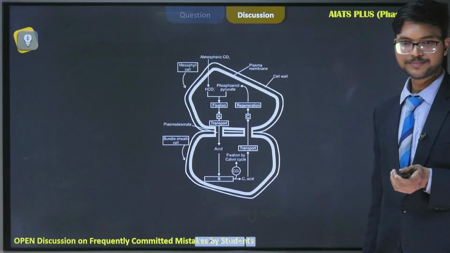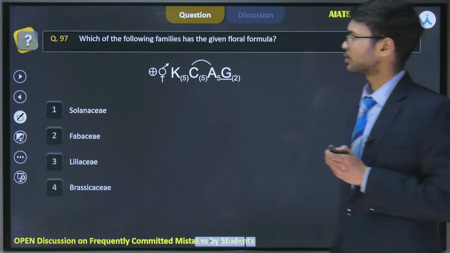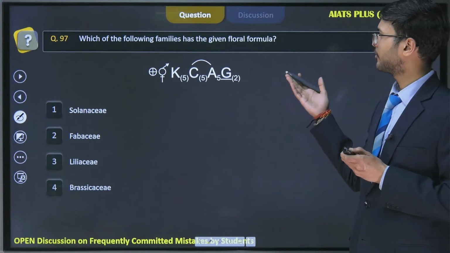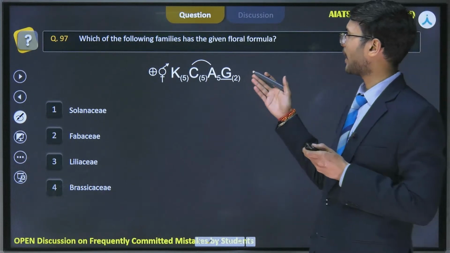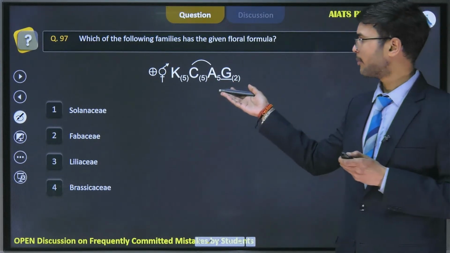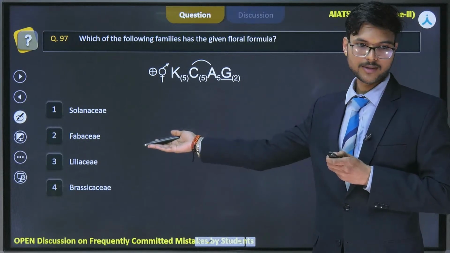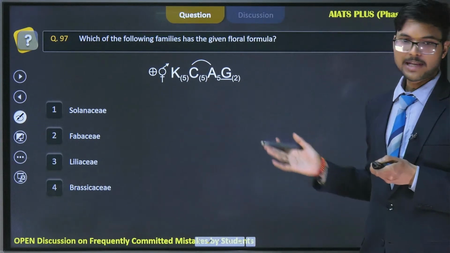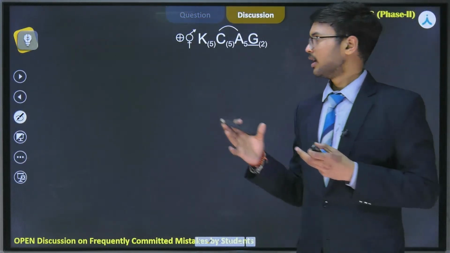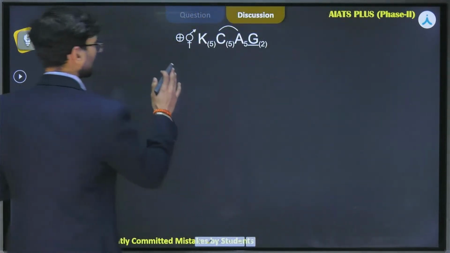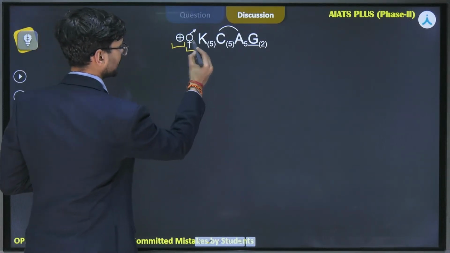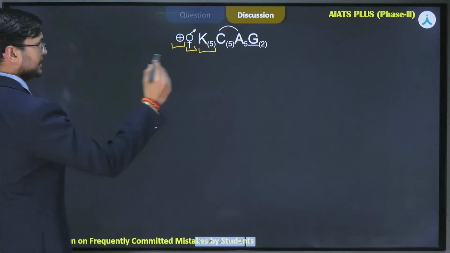Let's move to the next question. The next question is from morphology, where a floral formula is given, and we need to identify which of the following families has the given floral formula. Okay, so these are the families. The floral formula is a blessing to you, because the floral formula says a lot about a flower. If you are able to understand what these symbols represent for a flower, let's see one by one.